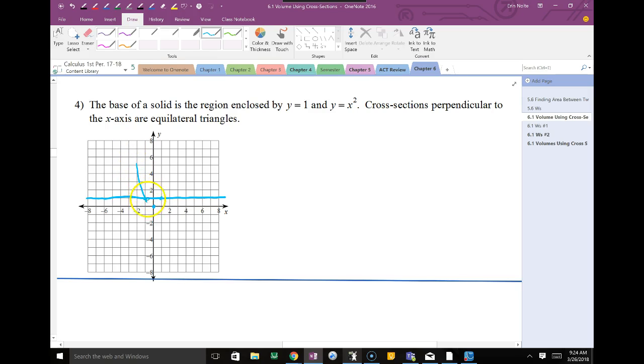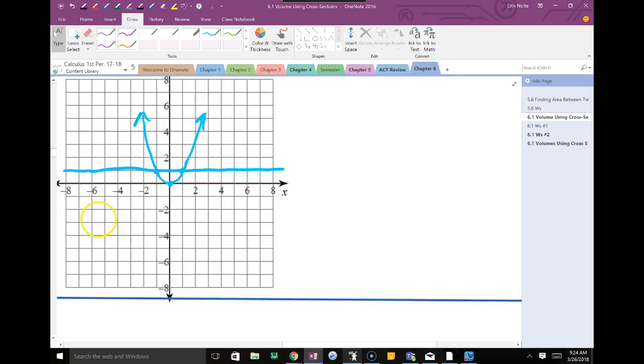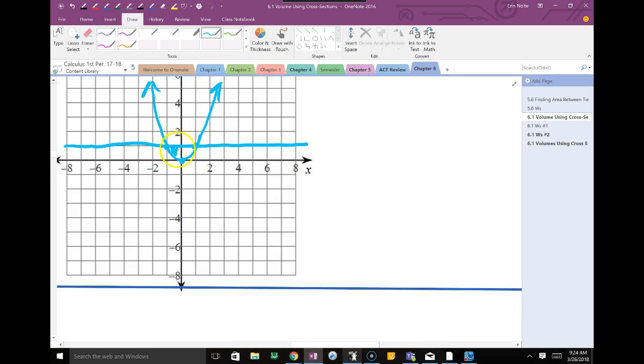Okay, so this one is different than the other 3 questions that I have done, because you check at this area. Every example that I've done, the base has been touching the x-axis, so I haven't had to do a top minus a bottom. This one, to find the area, I would have to do a top minus bottom. I would have to do 1 minus x squared, right?